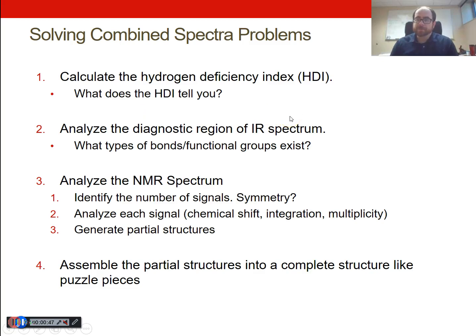So here are the steps that I take when approaching a combined spectra problem. The first thing I take a look at is the molecular formula, and I solve the HDI. The HDI tells me the number of pi bonds and/or the number of rings that exist in my molecule. While this doesn't provide me with a lot of information, it can limit the overall number of possibilities, especially if I have a large molecule.